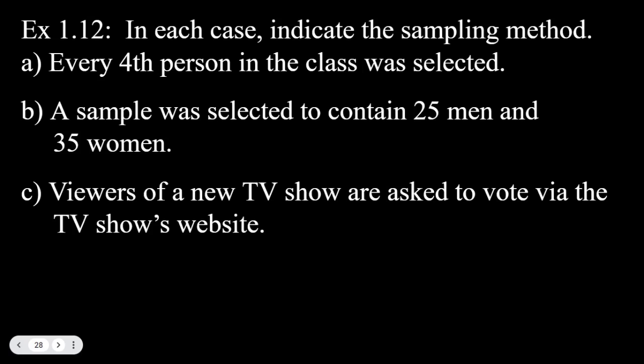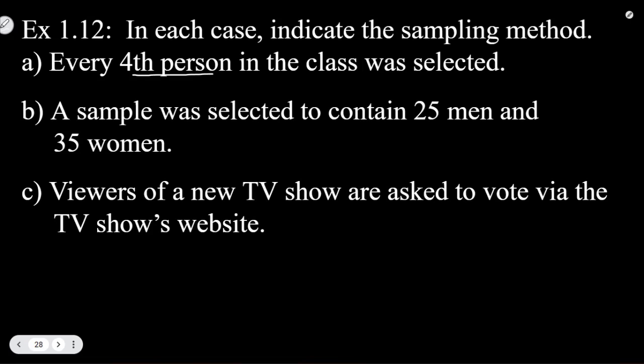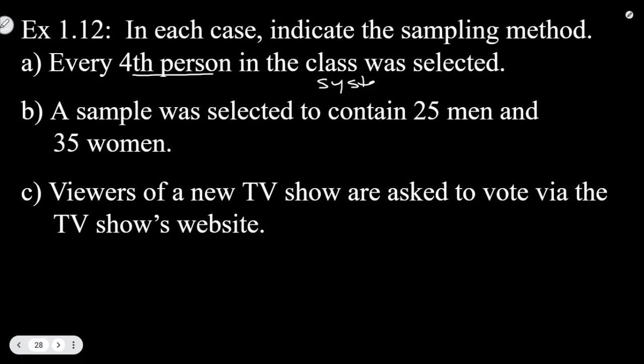Example 112, in each case indicate the sampling method. Part A, every 4th person in the class was selected. I kind of gave this one away. Every 4th person in the class is selected. That's going to be the systematic sampling method. Next, for B, a sample was selected to contain 25 men and 35 women. The sample needed to contain those people, and so that is a quota. You had to keep sampling until you got your 25 men and your 35 women according to that particular sample.